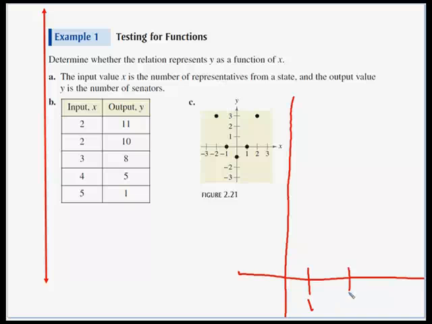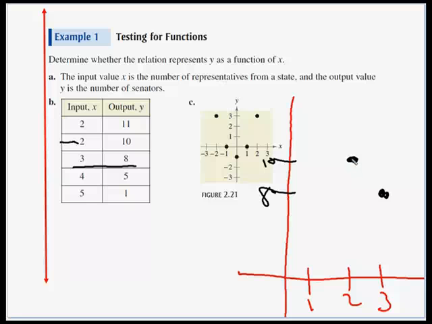And here's 1, and here's 2, and here's 3. If I graph these points, 3 gets mapped over to 8. So let's call this 8. That would be the point (3, 8). Here we have (2, 10). So 2, maybe 10 would be about right here.